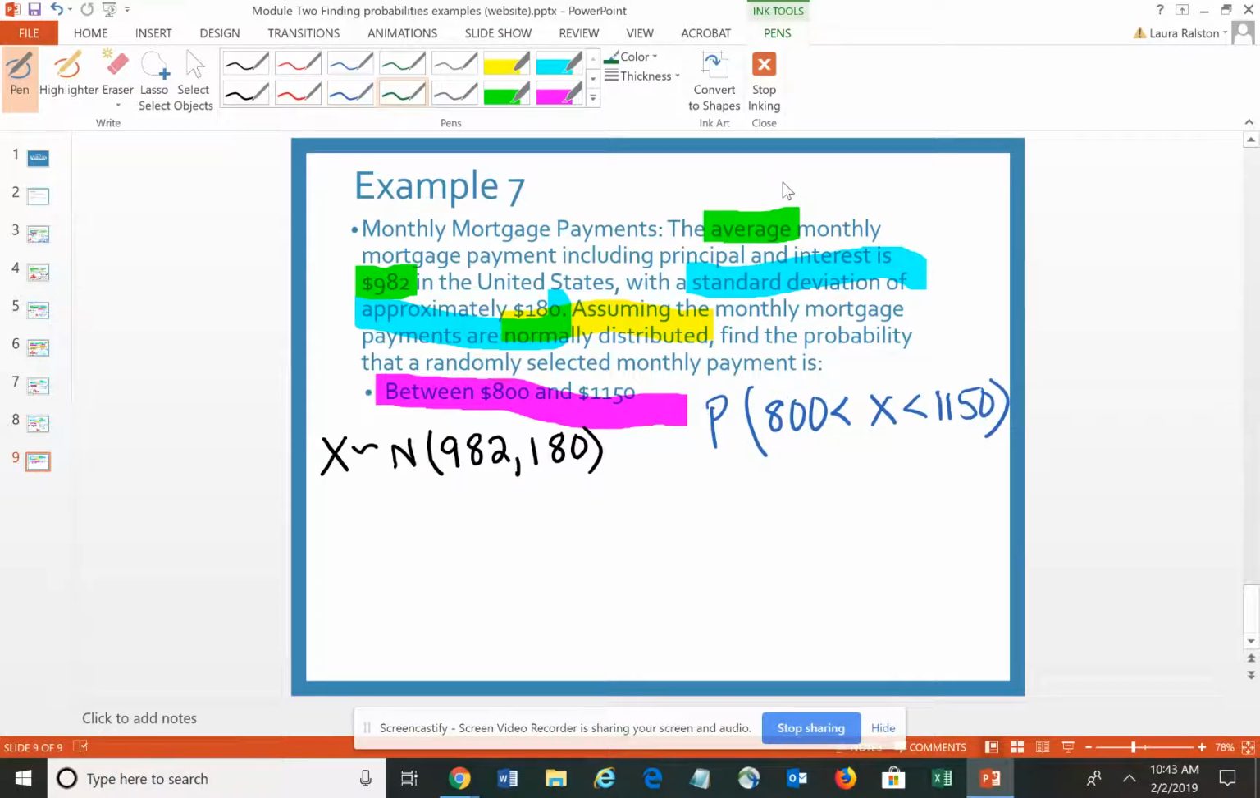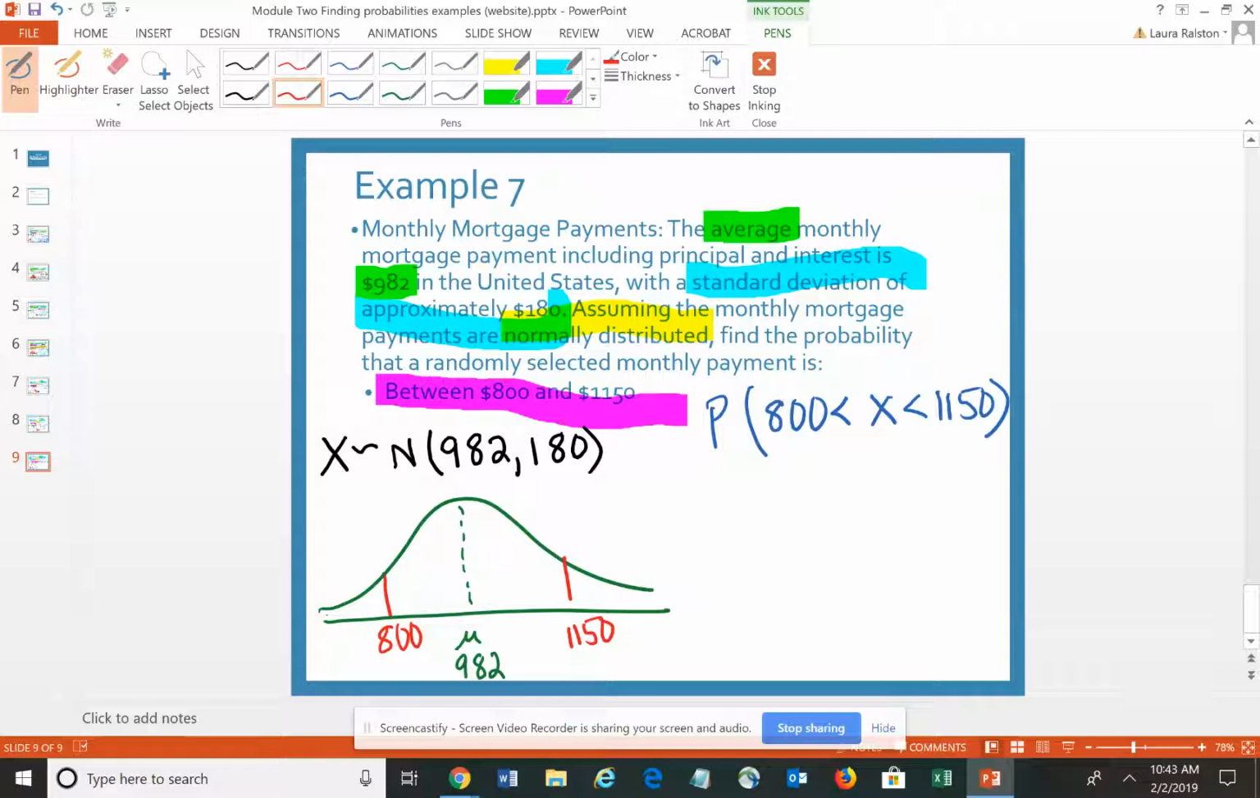Drawing our picture, horizontal number line, bell-shaped curve, mean in the middle of 982, and we want to be between 800, which would be below the mean, and 1150, which is above the mean. So we want to be between those two values. Now I'm ready to enter it into the website.